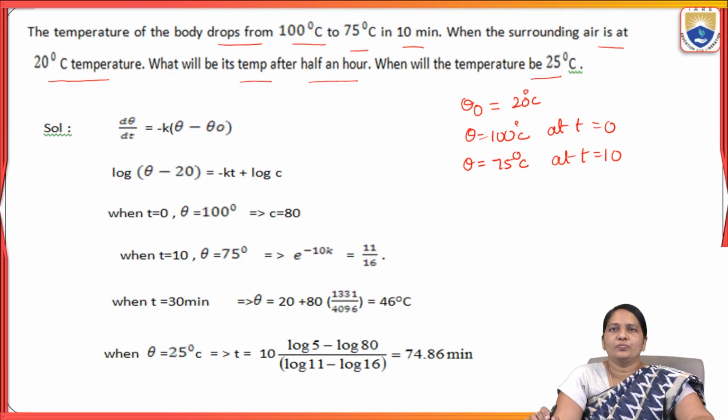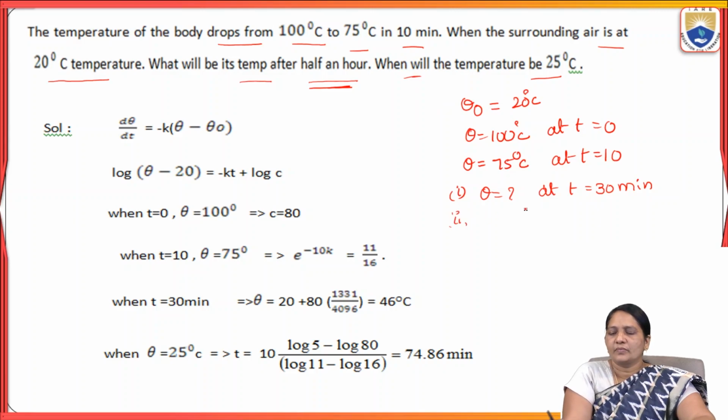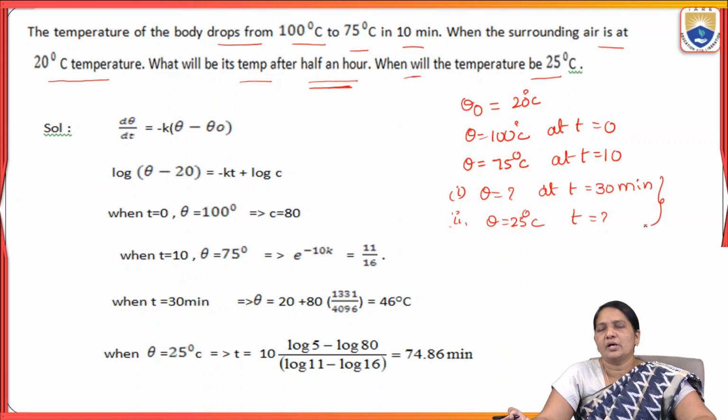So what do we have to find? Here two values we have to find. The first one is what will be its temperature after half an hour. So that means at t equal to half an hour, 30 minutes, you can write. And the second question is also there. We have to calculate the time for the temperature theta equal to 25 degrees C. So here they are asking to calculate temperature and time both.